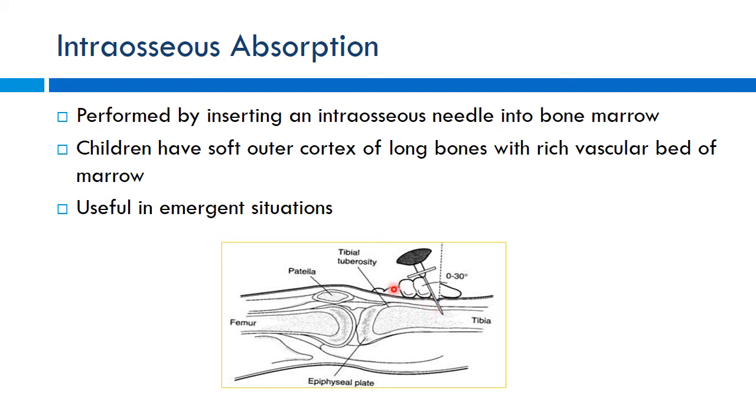But this is really good for emergent situations where you need to give drugs right now, or you need to give fluids or blood, because basically the marrow acts as a big non-compressible vein and allows for good absorption of medication through this route. It's very easy to get a hold of because, again, you're just jamming a needle straight into the bone versus trying to get to a very small vein.